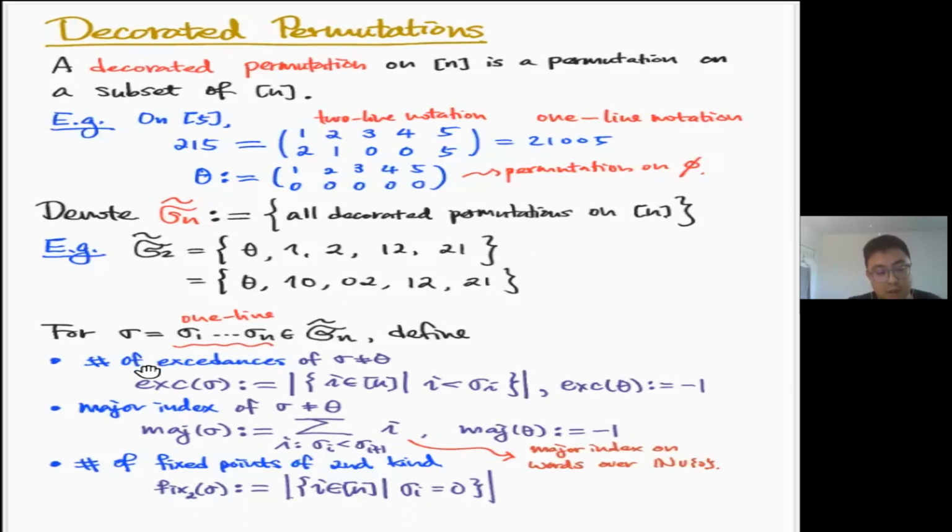Using the one-line notation, we can extend the number of exceedances and the major index from permutations to decorated permutations. The definition is similar, but be careful that the exceedance of theta we define to be -1, and the major index of theta is also -1. We can also define a number of fixed points of the second kind, denoted like this. These are just counting the number of zeros in our one-line notation.